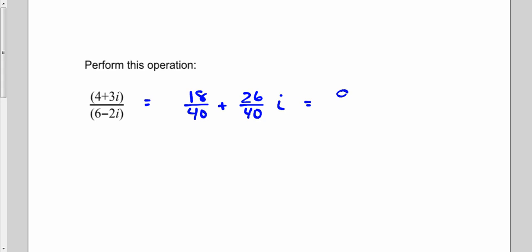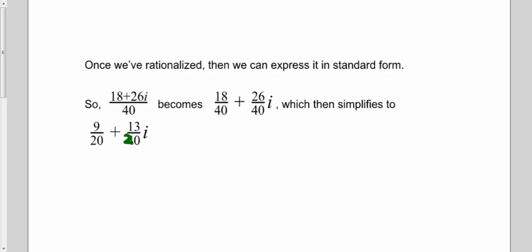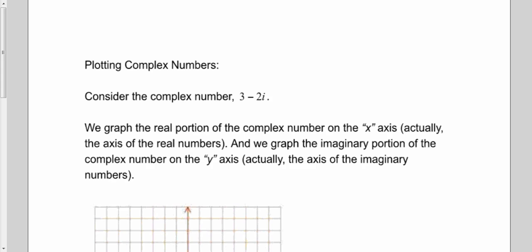9/20 plus 18/20. All right. And that is simplified. Are these always going to have the same denominator? They do not have to, right? That is just a neat little coincidence of this problem. Okay? Yep. All right. Now, plotting complex numbers.